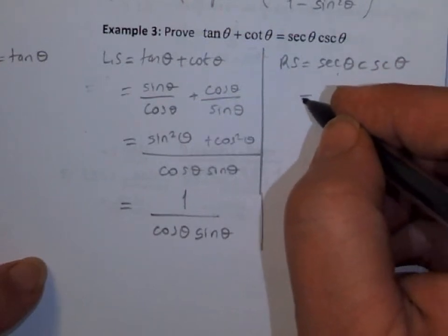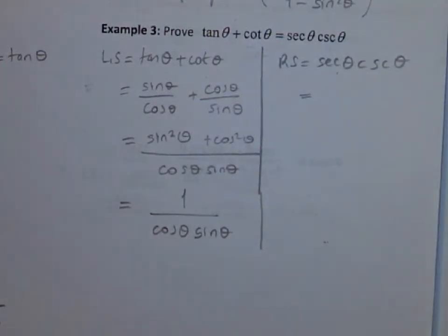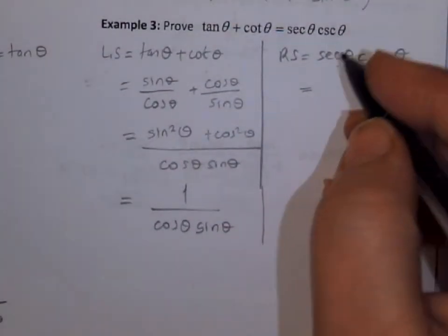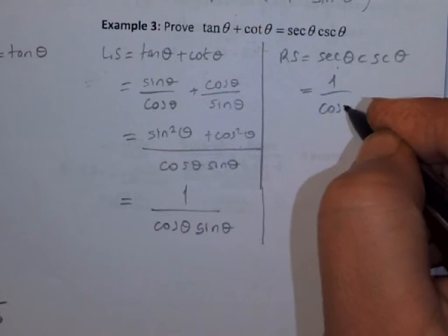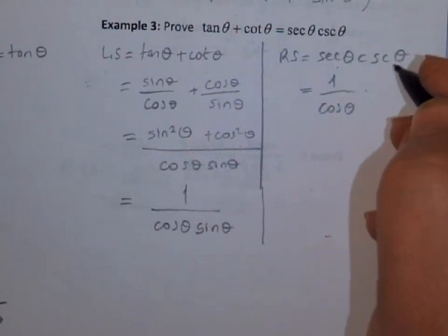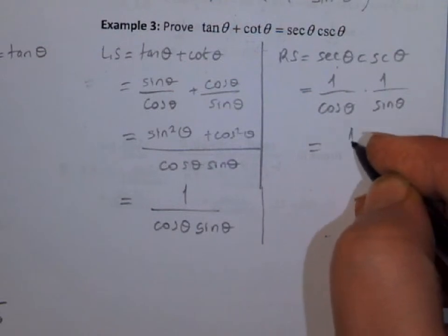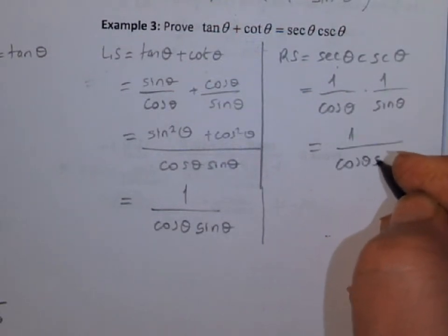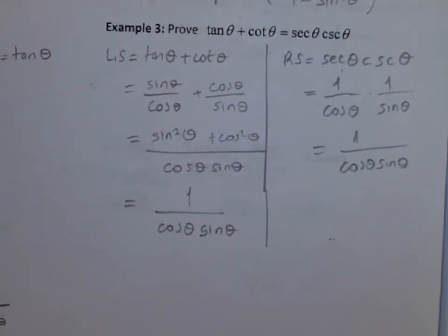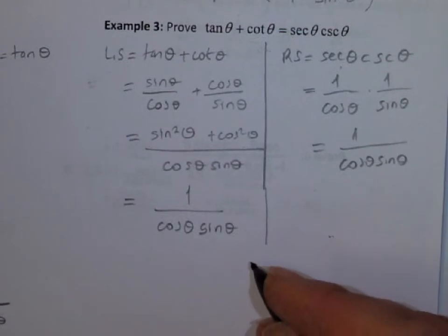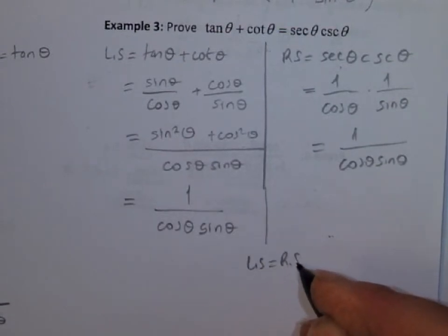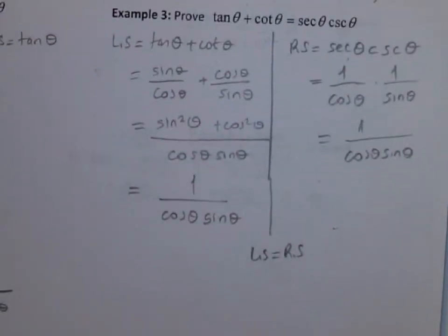Okay, so right side, so looks like we need to work with both sides in this case. Right side secant is 1 over cos theta, and cosecant is 1 over sine theta. So this gives you 1 over cos theta sine theta. So now left side equals right side. Yep, this is proved.